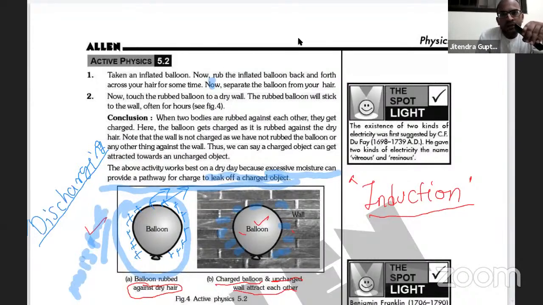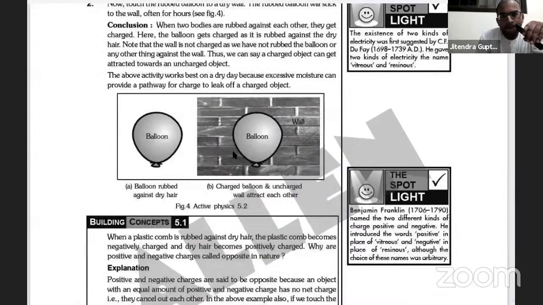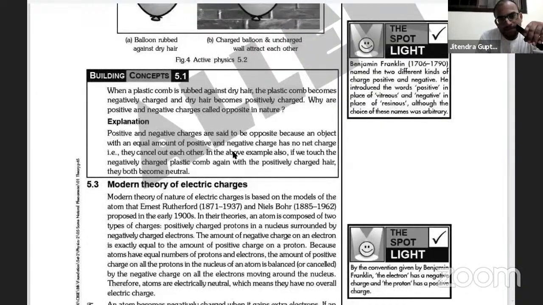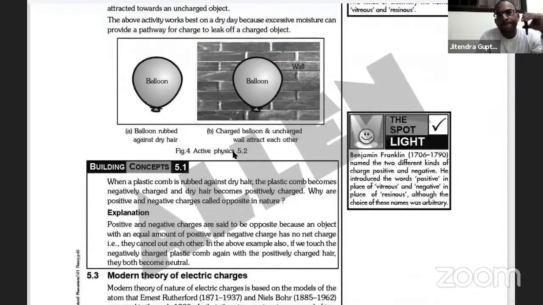Any questions till here? Anybody want to ask? Yes, sir, can I ask something? Yes, please ask. How can the balloon be positive? Because generally positive means lack of electrons, no, and electrons are negatively charged.